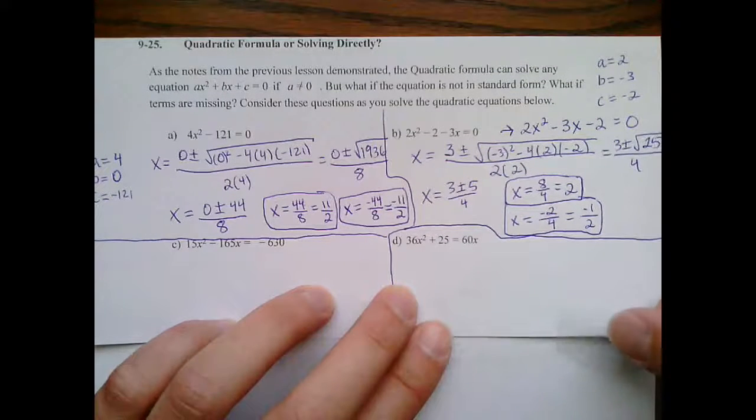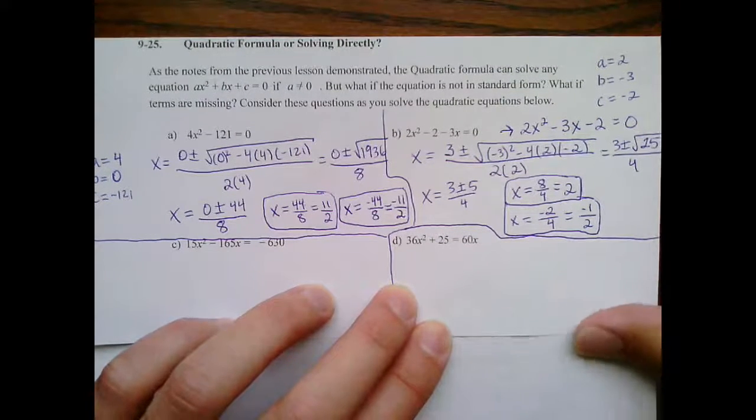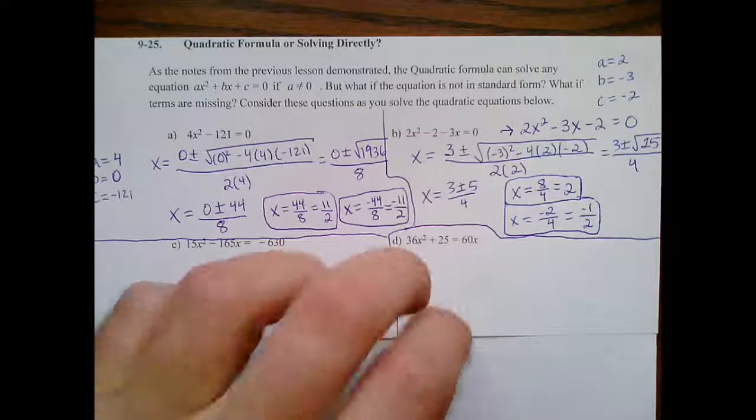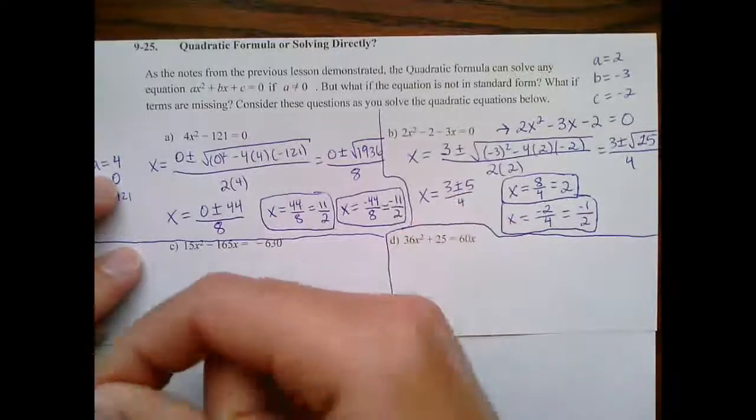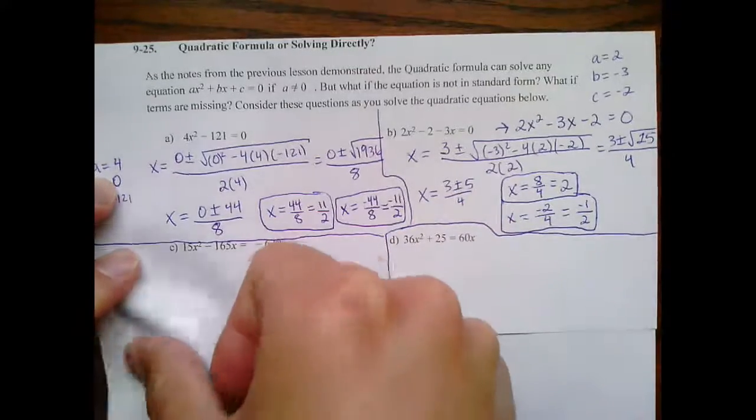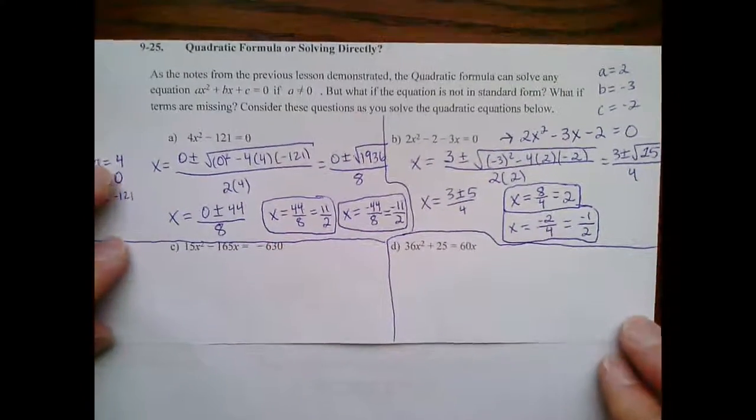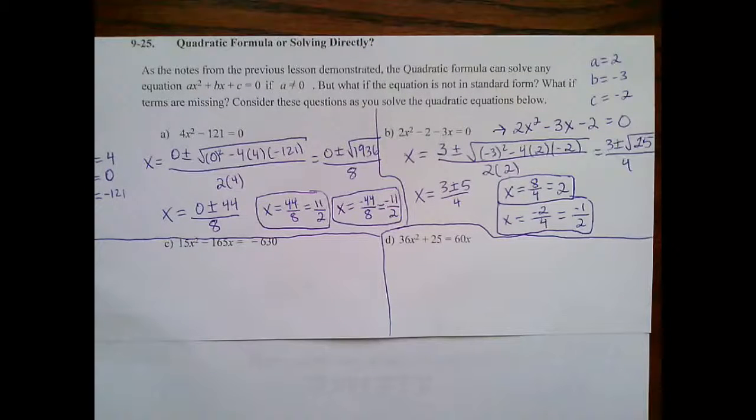So then the first thing we should do is try to get in standard form. Why would you want to get in standard form? Because if you get in standard form, then you can find out what A, B, and C are. And if you know what A, B, and C are, then you can use the quadratic formula. All right, so let's see if we can do it.